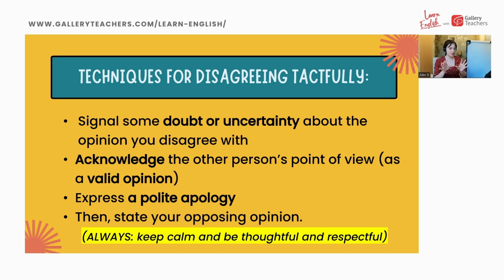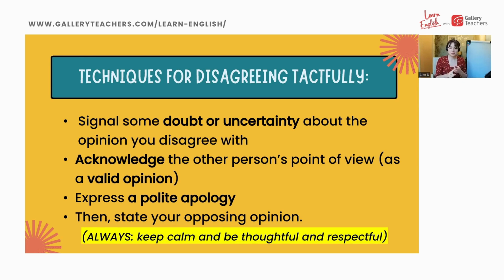You can express a polite apology and then state your opposing opinion. Now, when we say apology, it doesn't mean that you've done something wrong and that you're apologizing for it, right? Or that you've made a mistake, so you need to say sorry. Sometimes apologies can be really good ways to soften your language, make it a bit less direct and confrontational. It doesn't mean you've got something to apologize for exactly. It's just a nice language strategy. And certainly in English, we do this quite a lot.